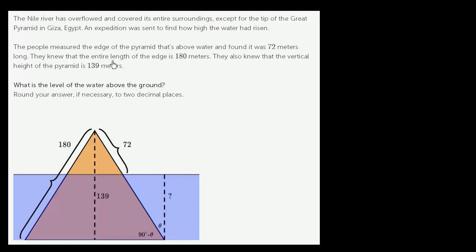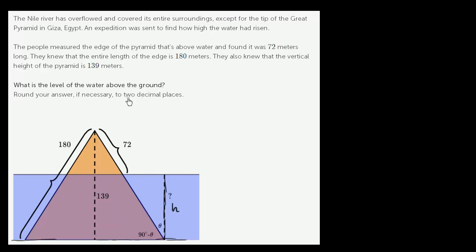They knew that the entire length of the edge is 180 meters when it's not flooded, so this entire length is 180 meters. They also knew that the vertical height of the pyramid is 139 meters, so this is 139 meters. What is the level of the water above the ground? So the ground is right over here at the base of the pyramid, and so they want the level of the water above the ground, so that's this height right over here. So let's just call that h. We want to figure out what h is. Round your answer, if necessary, to 2 decimal places.